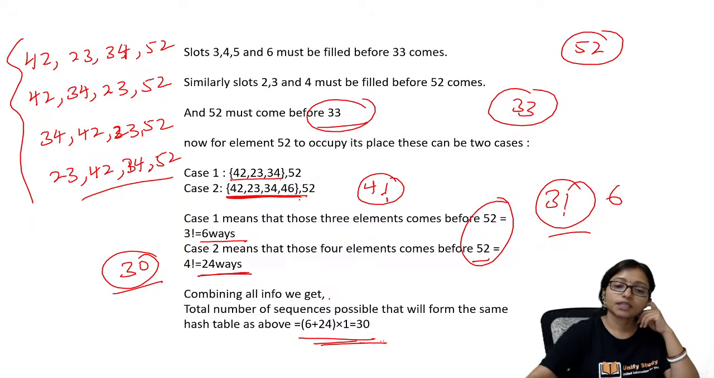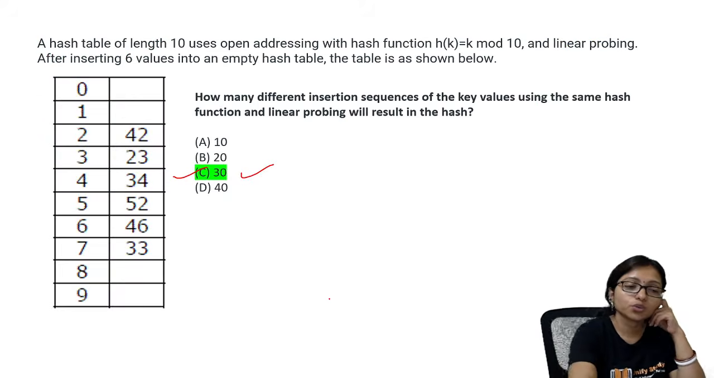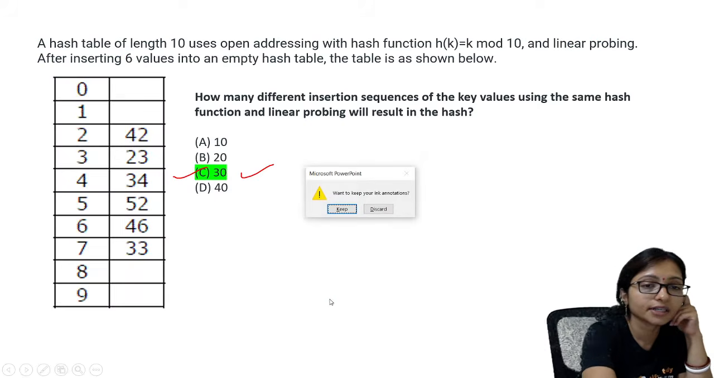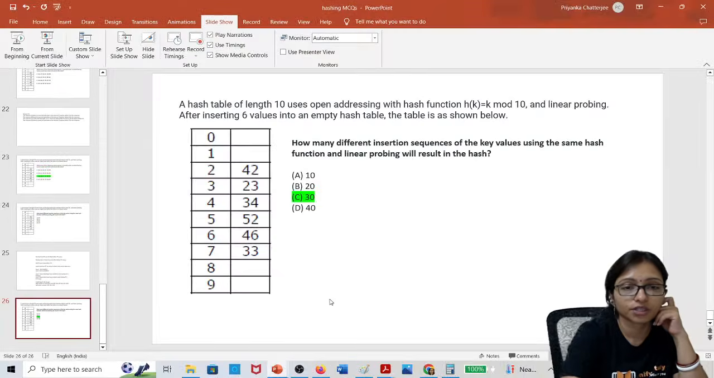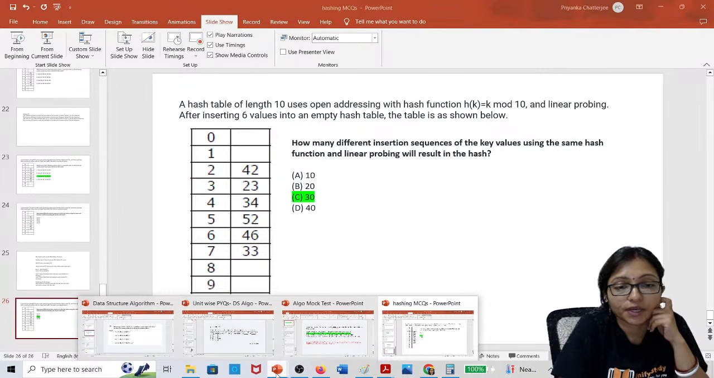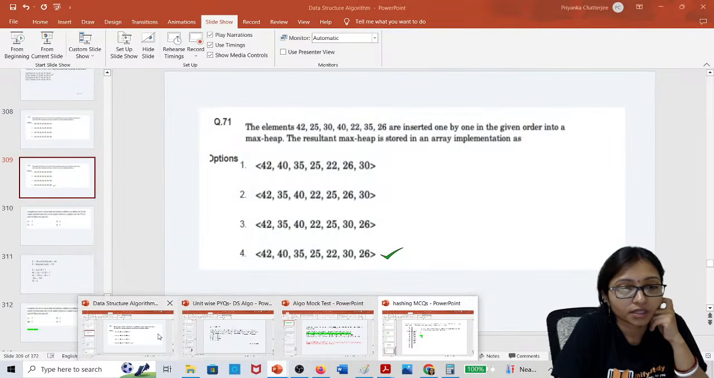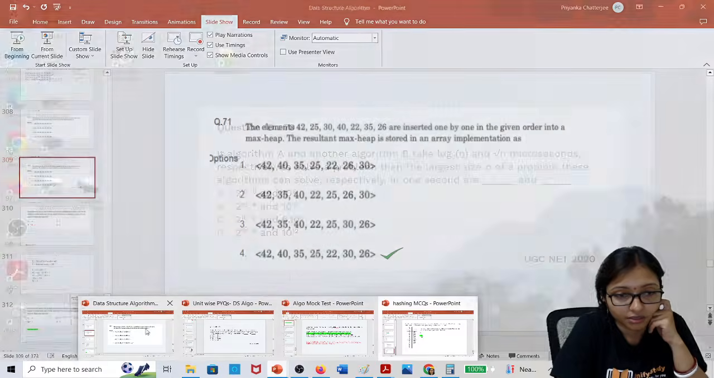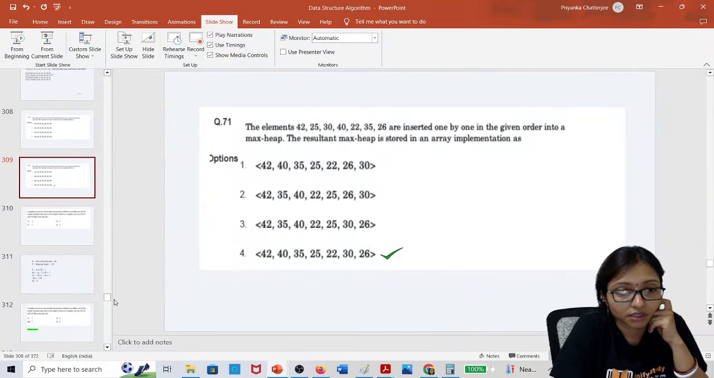Clear? This is the way you need to solve, and it is the answer, and a highly expected question from hashing. So now go for the next topic. The next topic is this one.